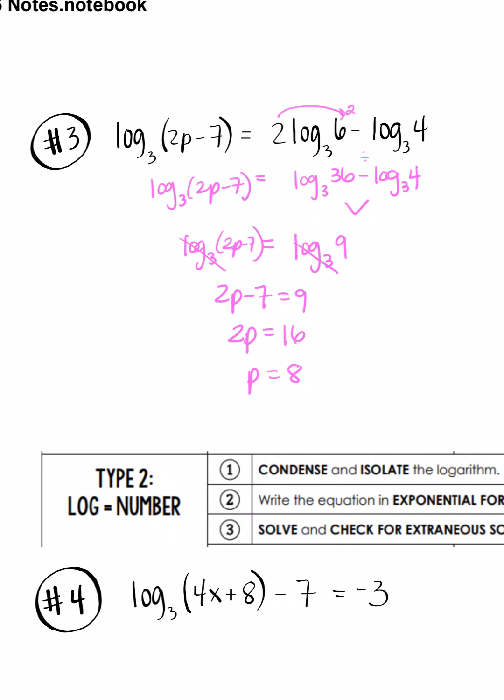So the left-hand side, if I plug in an 8, I get 2. And if I figure out what 2 times log base 3 of 6 minus log base 3 of 4 is, it's also 2. So this solution works.